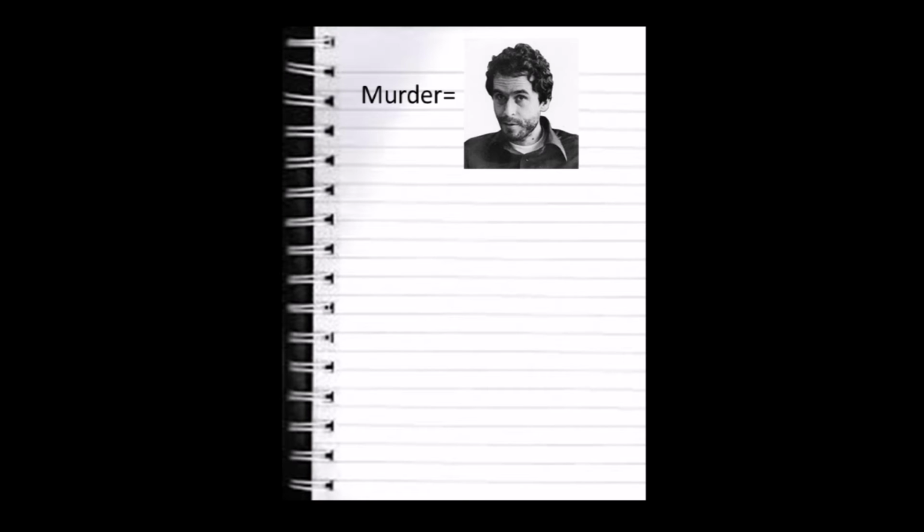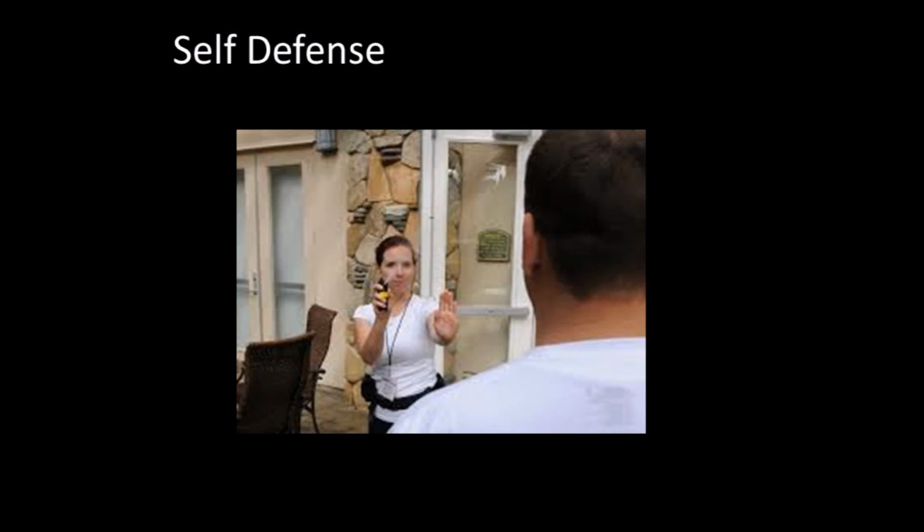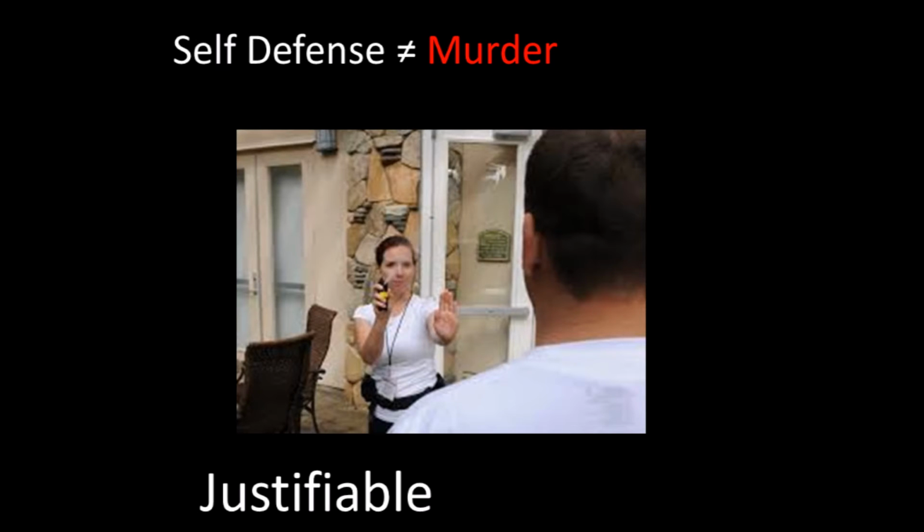Now that we have an idea of what murder is, let's talk about a few things that murder is not. If someone is trying to harm or kill you, and in the course of defending yourself you kill them, this would not be murder. This circumstance would have justification, hence you would be justified in killing this person. This circumstance would probably be called justifiable homicide.